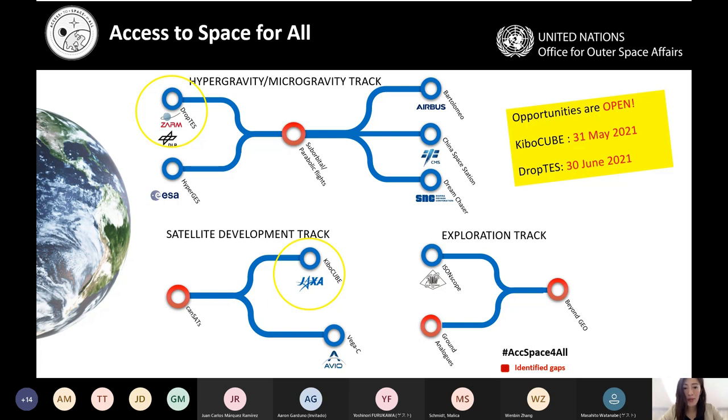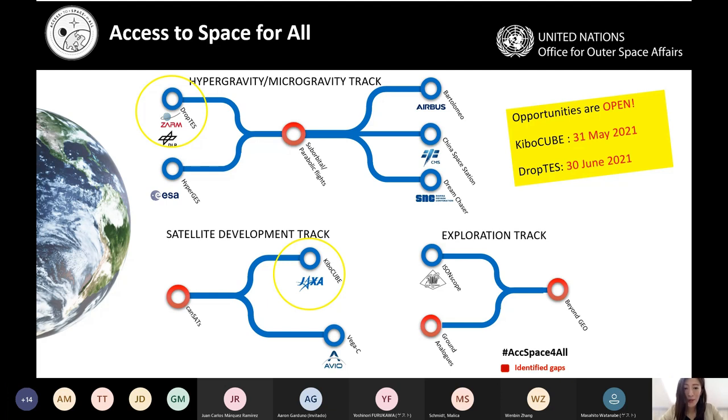It's a 1U CubeSat. Of course, you can put cameras on, you can build your own satellite, but the thing is, it's another step to the hypergravity microgravity track. So it is an opportunity for you to test something in space in the 1U capacity. So if you're interested, please make sure to check out our Kibo Cube page.